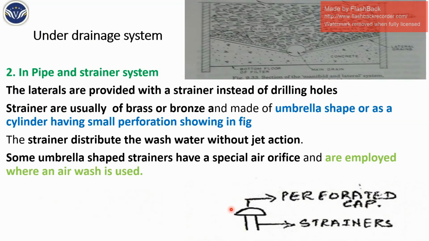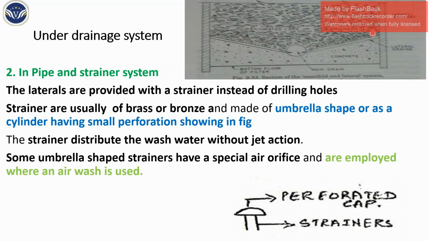Next one, the pipe and strainer system. This will be of an umbrella shape, or of a cylindrical shape. Here the strainers are inserted into the lateral by drilling holes, and they are usually made of brass or bronze. You can see this one is of an umbrella shape, or sometimes a cylinder.